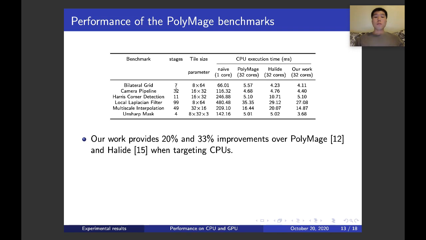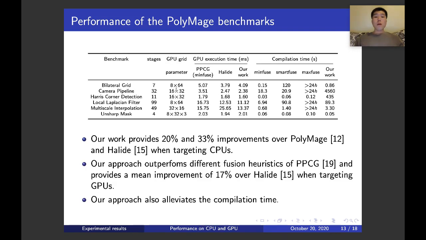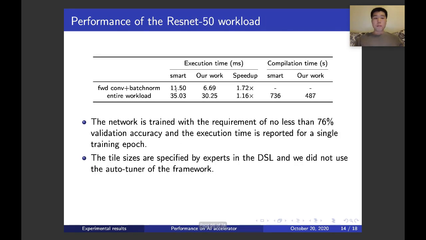And this is the result on GPUs. Our approach outperforms different fusion heuristics of PPCG and provides a mean improvement of 17% over Hadad. Note that PPCG does not use the approach proposed in this presentation. In addition, our approach can also reduce the compilation time.